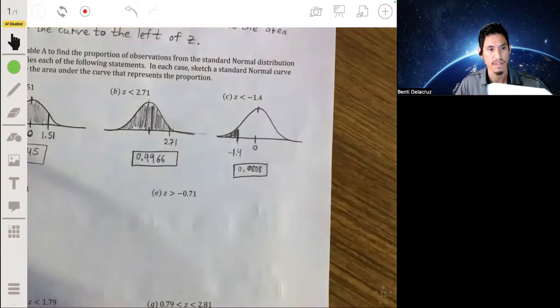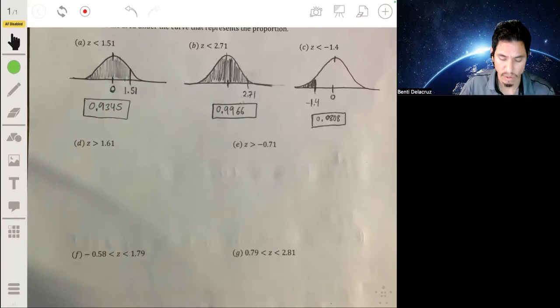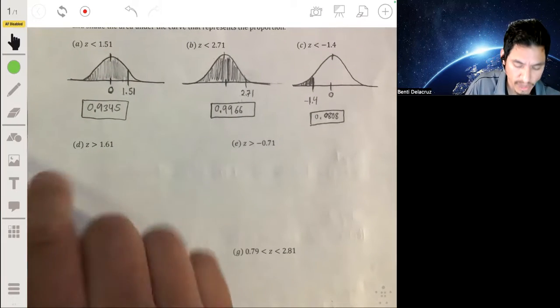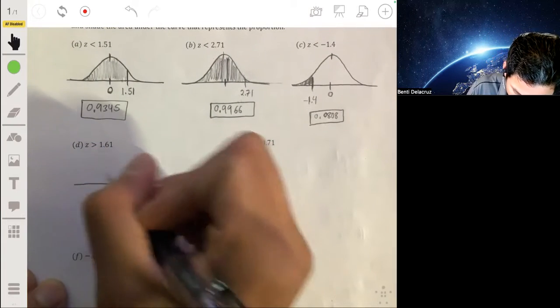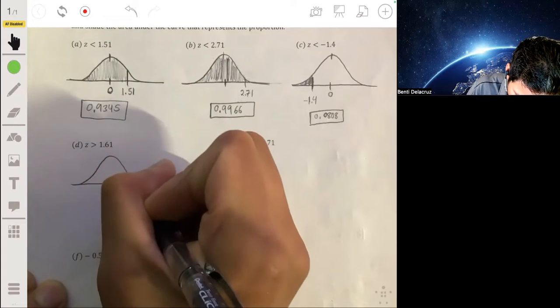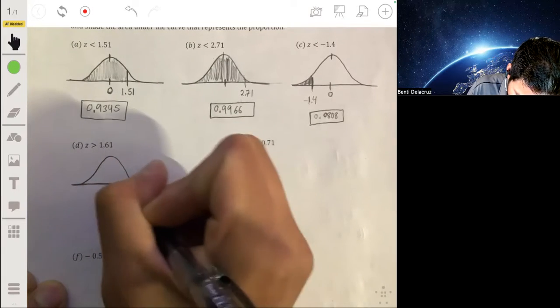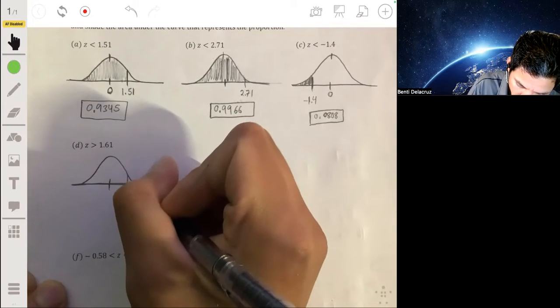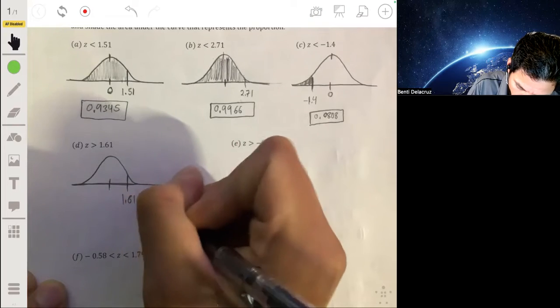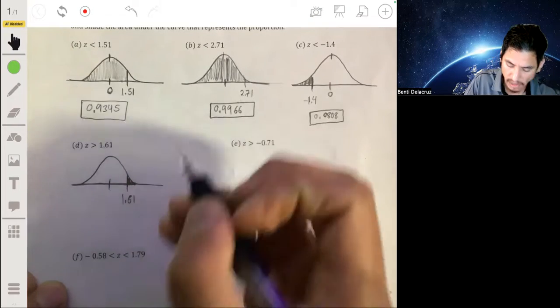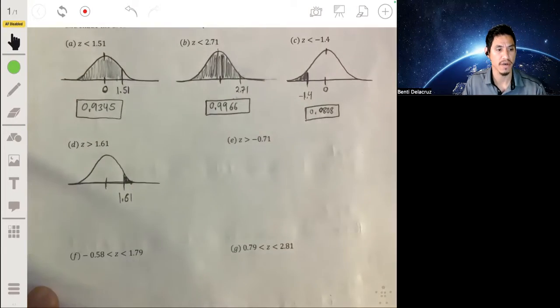And now let's step it up. Now let's look at the other direction. What if you want to find the area to the right of a value? Because remember, saying z is greater than 1.61. So 1.61 again is a positive value. But we want to find the area to the right because we're saying greater.